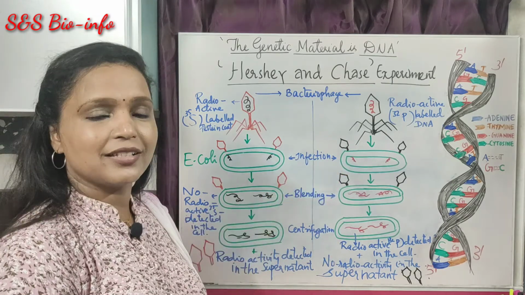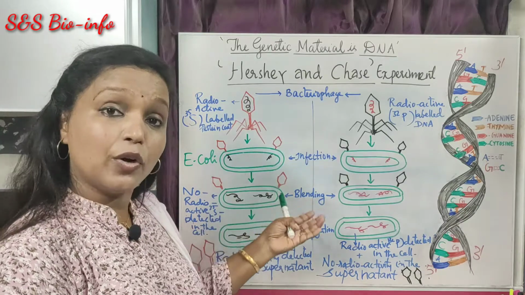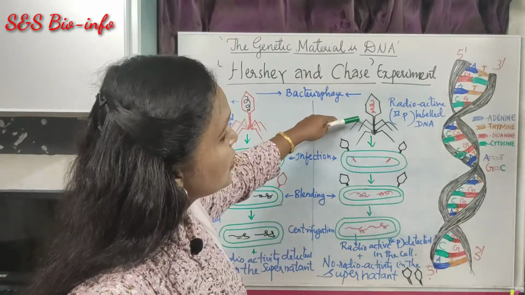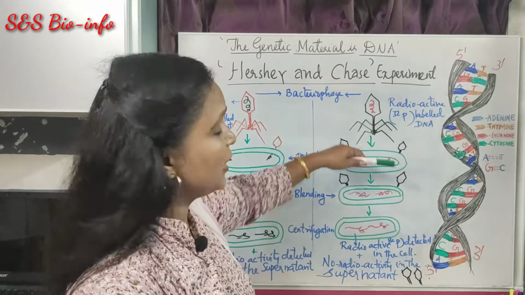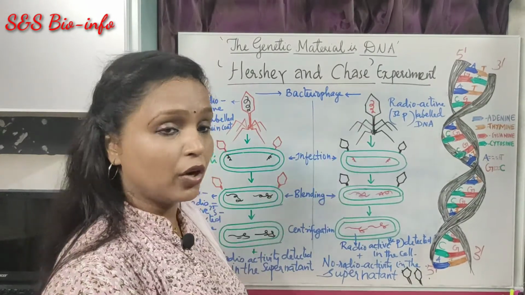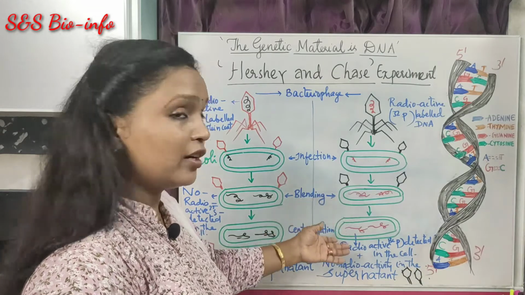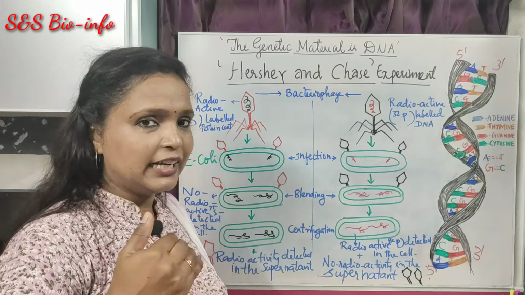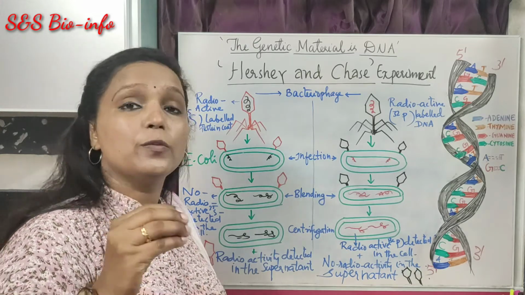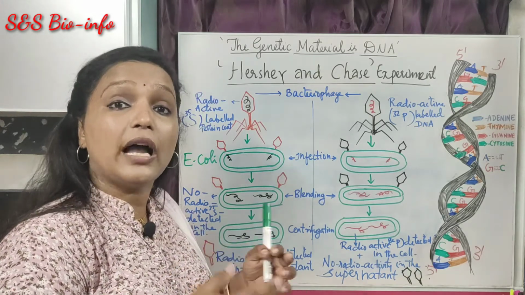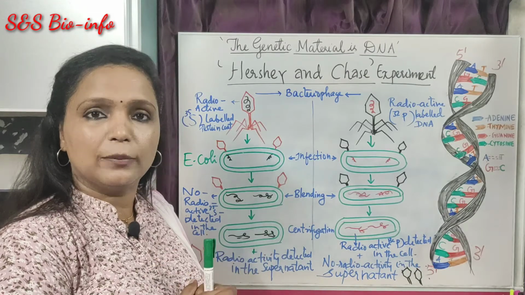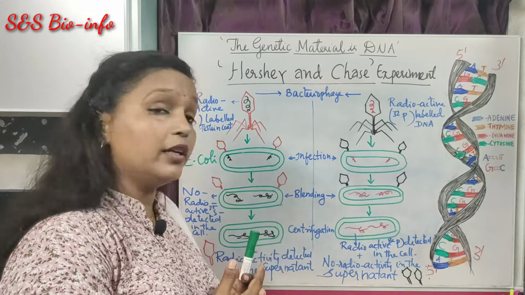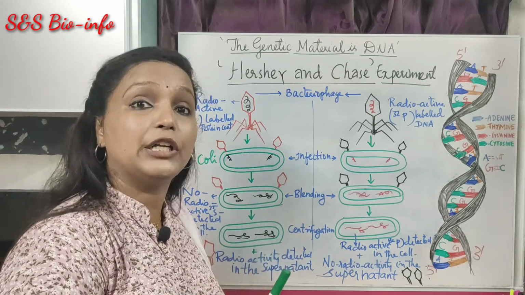In the next case, they got the same conclusion. Listen to me. They allowed this radioactive phosphorus labeled bacteriophage to infect the E. coli bacterium. After infection, blending and centrifugation, they got a result. At the end of the experiment, they could observe the radioactive DNA in the E. coli bacterium. That means in the E. coli there were many bacteriophages.